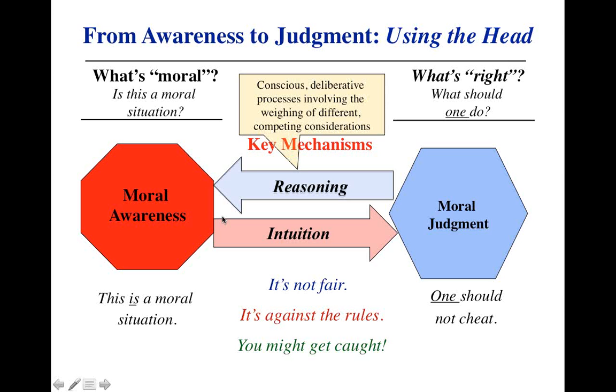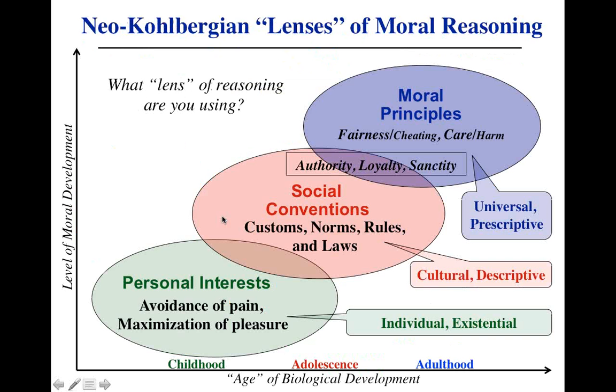I'm sorry, the slides got a lot more on than I thought. So this is a conscious, deliberative process of reasoning and weighing out different competing considerations. In doing so, there are these three lenses or levels that we've been talking about. The most basic is reasoning with our own personal interest in mind. This is the individual existential goal of avoiding pain and maximizing one's pleasure. Developmentally speaking, it's the one we can expect in childhood.